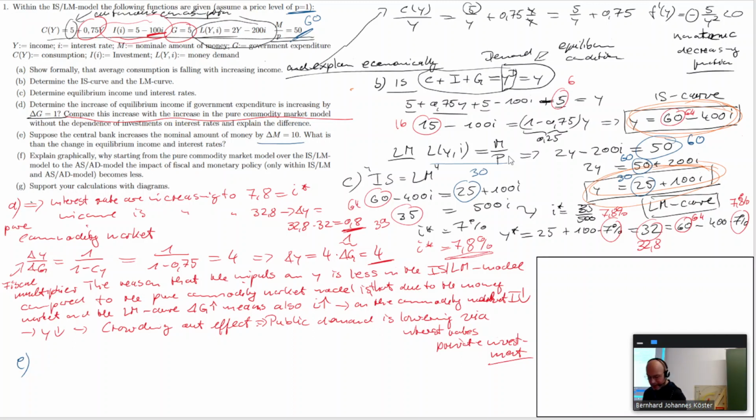Now this I should have added. Use the starting numbers, so that you should not use now the increase of government expenditure from 5 to 6, but that you use the initial equations of part B. Yep. Hopefully in an exam I also add this. If I don't, then it's my mistake. And then if you use the other numbers, then I see it.